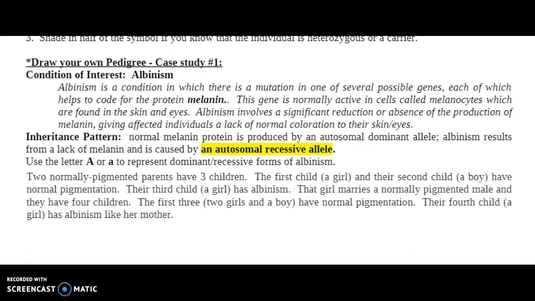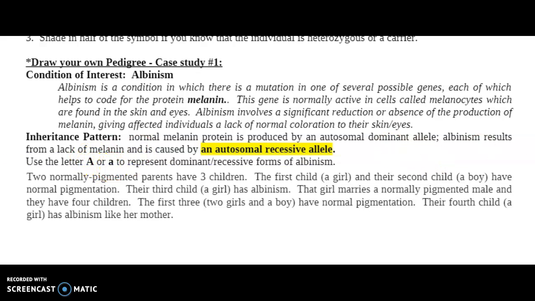The inheritance pattern says that normal melanin protein is produced by an autosomal dominant allele, and albinism is caused by an autosomal recessive trait. Let's see. Okay, normal melanin is autosomal dominant, that's the big A. Albinism is recessive, that's going to be our little a.